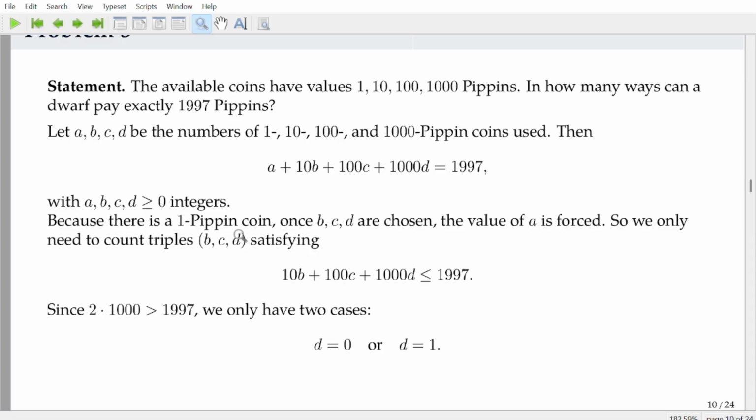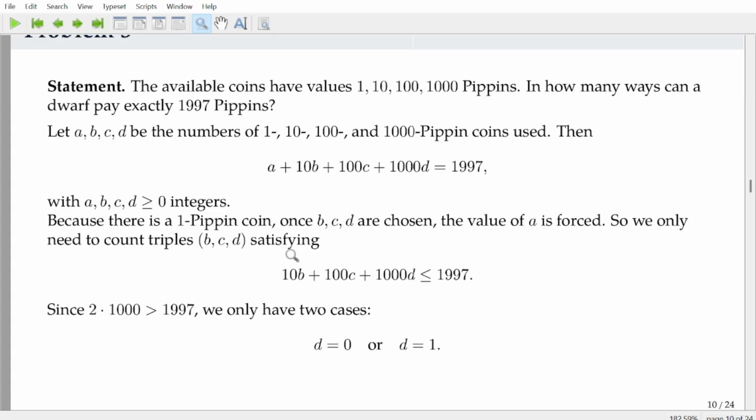Okay, so effectively, because there is a 1 pippin coin, A, once I fix B, C, and D, A is kind of fixed, right? As in, once I choose what B, C, and D are, I can immediately find A, and it's guaranteed to be an integer because I can just subtract 10B, 100C, and 1000D from 1997. So as soon as I choose B, C, and D, A is forced.